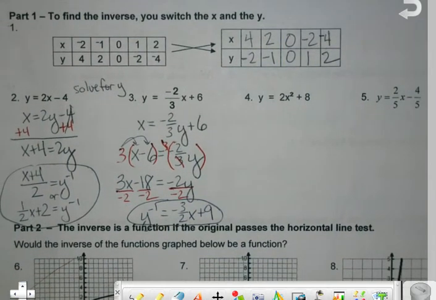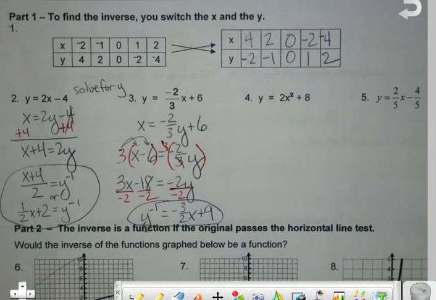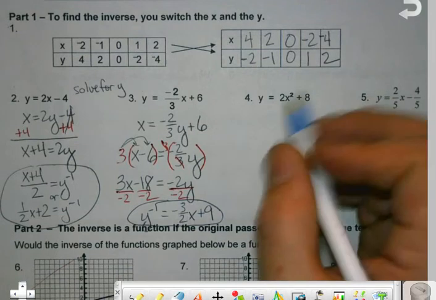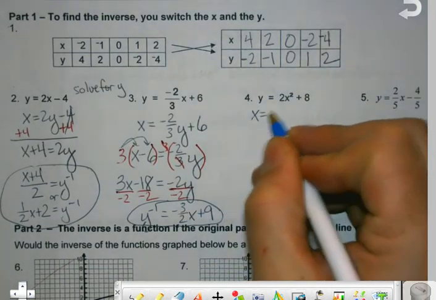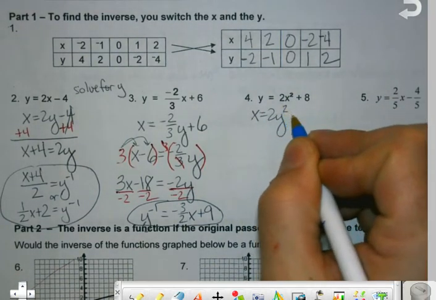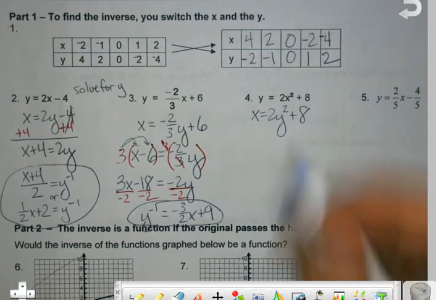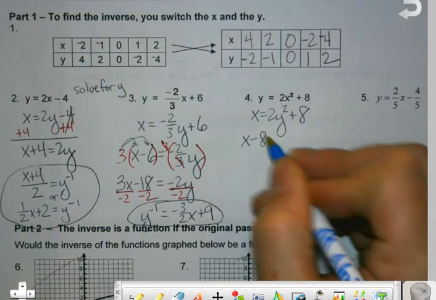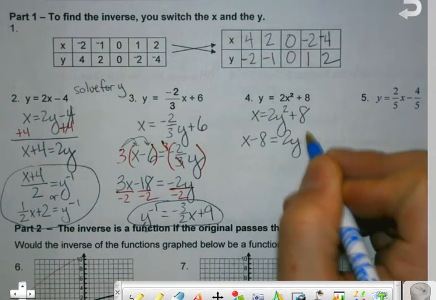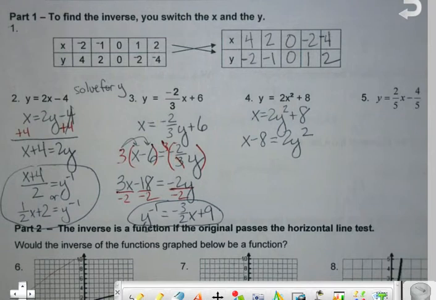Just back up a little bit. So then for 4, same deal. Just kind of taking on different types of things. Step number 1. Subtract the 8. This is where it starts to get interesting. Divide by 2.